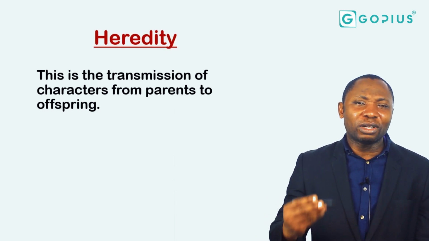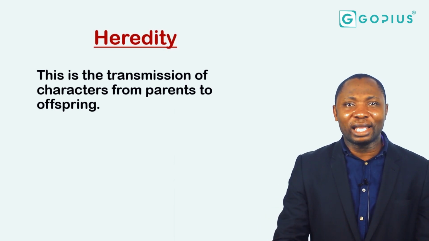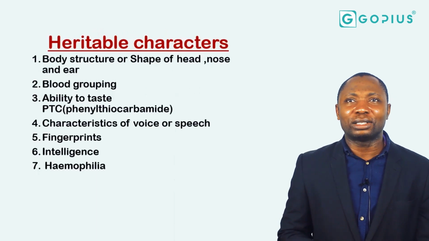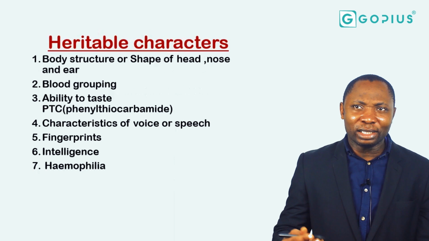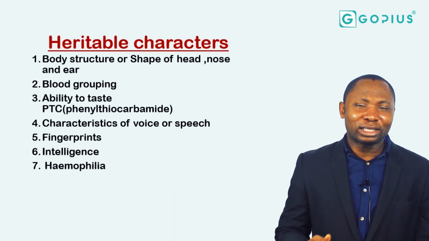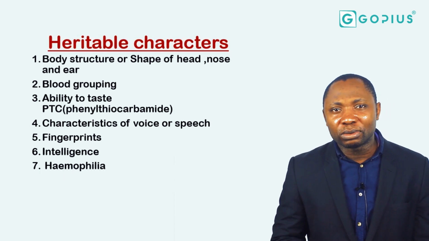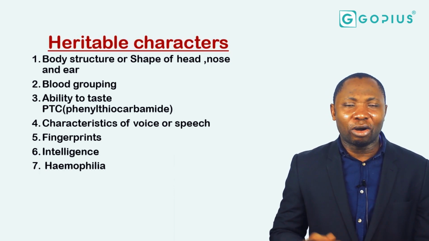Heredity is the transmission of characters from parents to offspring. That's what heredity entails. And we'll be looking at different types of hereditary characters. So heritable characters are: one, body structure and shape of head, nose, and ear. We also have blood grouping, ability to taste PTC, phenylthiocarbamide. It's usually very bitter in some people's mouth, but in some others, they don't feel that bitterness or sourness.